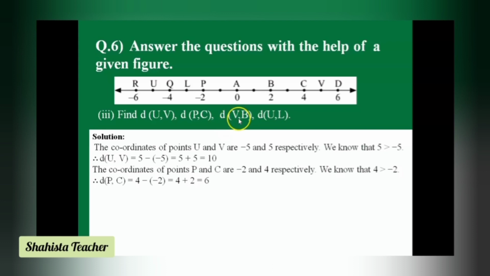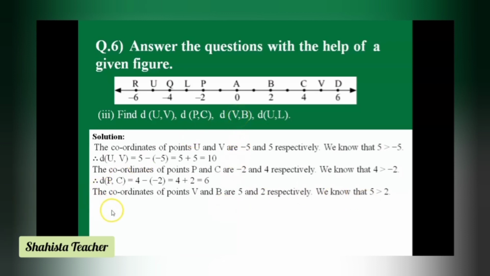Now the next sub question: the distance of V to B. V represents positive 5 and B represents positive 2 respectively. Here we know that positive 5 is greater than positive 2, because these two numbers are positive. So we will write the coordinates of points V and B are 5 and 2 respectively. See this? Both numbers are positive, 5 and 2, and here 5 is greater than 2. We know that.